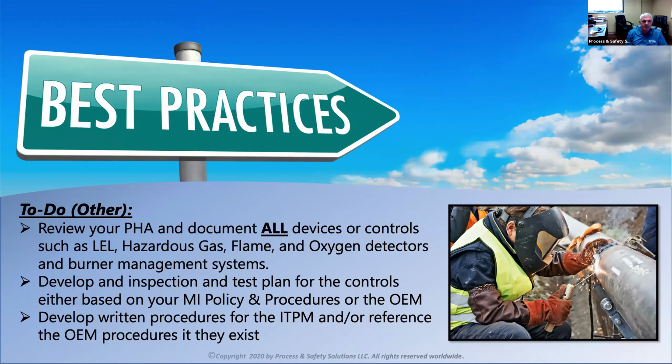Again, develop a test and inspection plan. This is where oftentimes we'll see OEM procedures already in place. The OEM has already laid out a procedure for testing a detector, an oxygen detector, LEL devices, and burner management systems as well. A lot of your burner management systems come with specific tests and inspections that must be done, and the frequency in which they must be done as well. If they don't, then you're going to have to create your own.